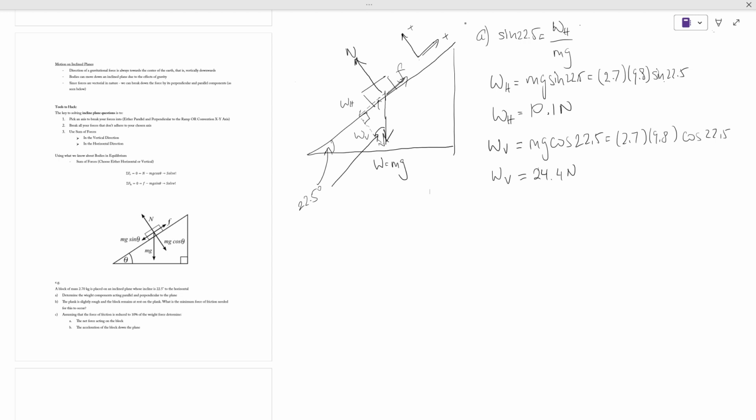So technically speaking, the minimum frictional force required is just 10.1 newtons because it has to cancel that out, right? So anything less, it will start slipping. Anything more, it'll stay, or it might even go up. Cool. So hopefully that makes sense. So moving on to C.